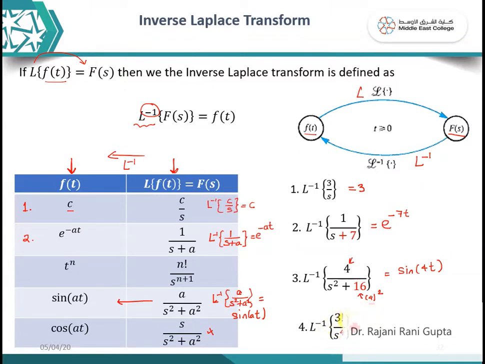Similarly, if it is 3 factorial over s to the power 4, it matches this rule. If it is s to the power n plus 1, we should have n factorial. Here n plus 1 is 4, and we have 3 factorial, with n equal to 4 minus 1. So it gives you t power 3.